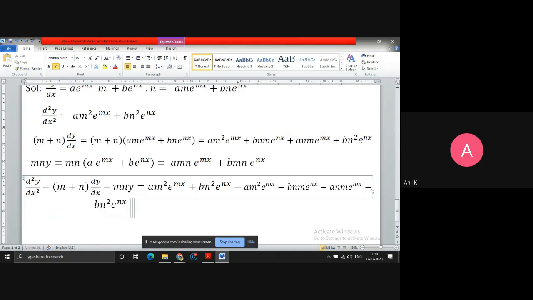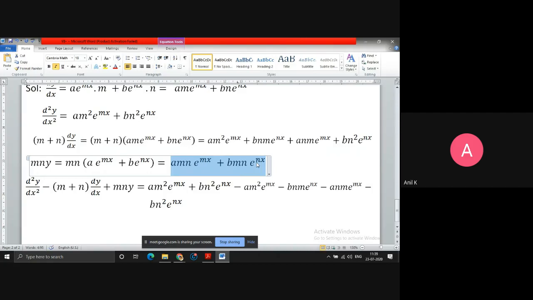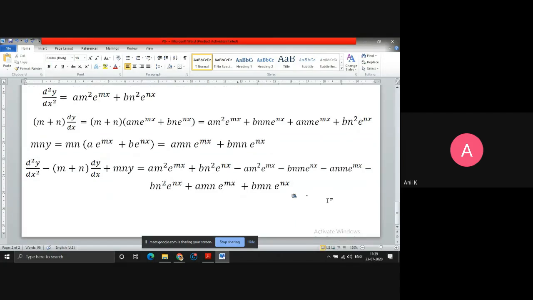Let me bring to the right hand side this term. Yes. Okay, then you have plus mn into y. Plus mn into y is this term. Now check all the terms will get cancelled or not. Each and every term will get cancelled. A m square e power mx minus a m square e power mx. These two are getting cancelled.